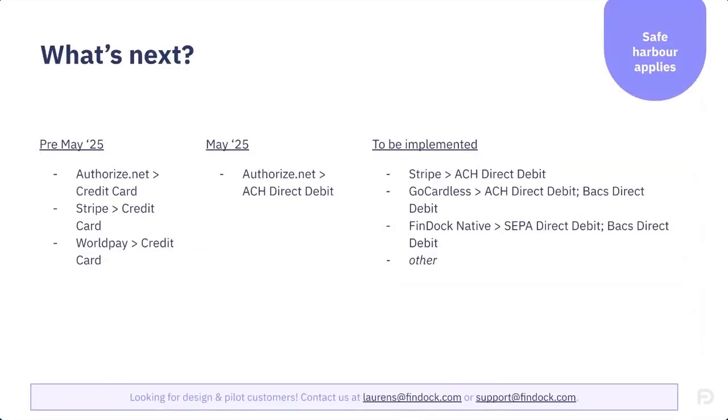Now, what's next? Like I said, we already had credit card in this component for Stripe, WorldPay, and authorized.net processors. With this release, we are adding authorized.net ACH payments. And in the next releases, we'll be adding more processor and payment method combinations, which includes, for example, Stripe with ACH direct debit, cardless ACH direct debit and Bacs direct debit, but also FinDock native processors like SEPA and Bacs direct debit, and others on demand.